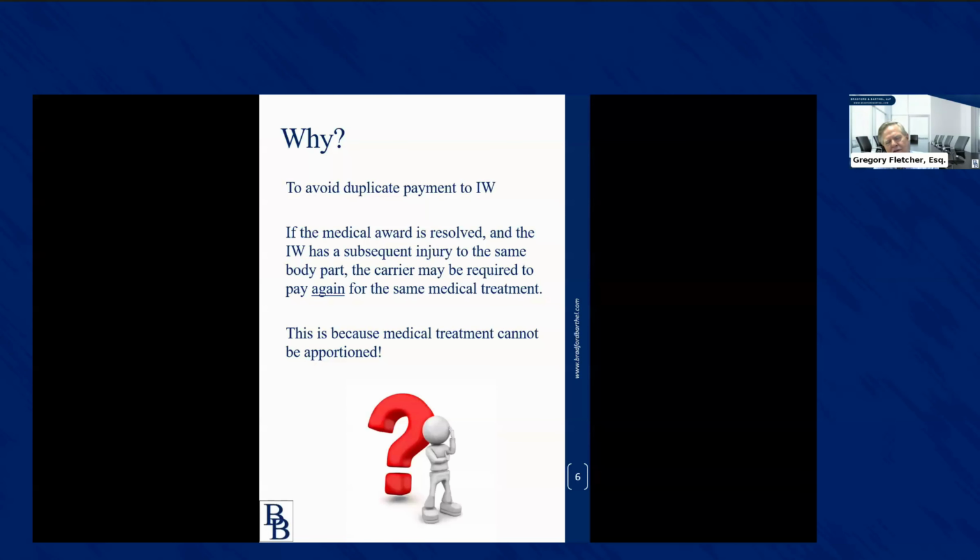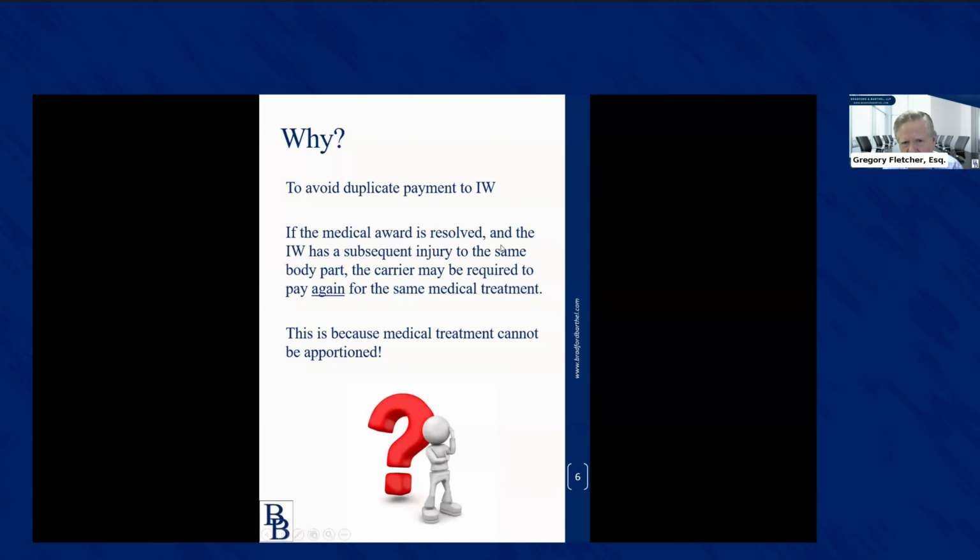Well, the injured worker says, oh, I'm sorry, I went to the Indian casino last night and all that money's gone. Well, you can't apportion medical care, so now you're paying for a new injury, you're paying for that same medical treatment that you already paid for. So that's the situation that you're trying to avoid. If you settle by compromise and release and you're not off the risk, there may be duplicate payments down the road for injuries and benefits that can't be apportioned. So again, avoid duplicate payment to the injured worker.